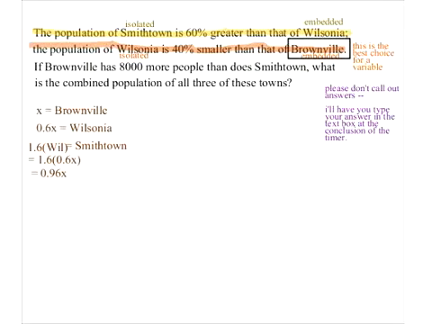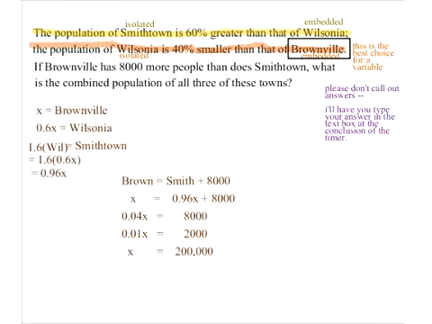Well, Brownville has 8,000 more people than Smithtown does. So Brownville is Smith plus 8,000 people. So X is 0.96x plus 8,000. So 0.04x is 8,000. I think the easiest way to do this without a calculator is to realize 0.01x is 2,000. You just divide by 4. And then since that's 1/100th, you can just add 2 zeros there. So the population of Brownville is 200,000.